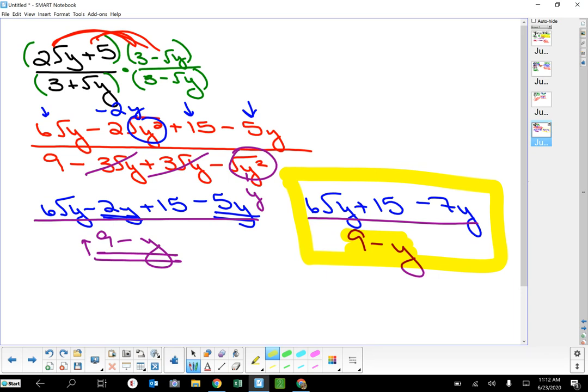So that is dividing radicals using a conjugate. Remember, the conjugate is your denominator with the middle sign changed. It's going to come back when we do imaginary numbers.